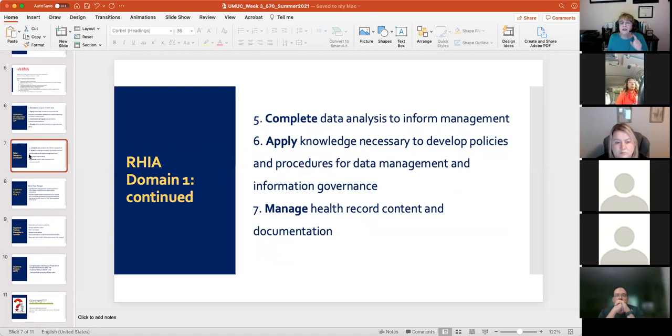Complete data analysis to inform management. So what this means, and this will be on the test, I promise you, is you not only need to understand how data analysis is done and why it's done, but you also need to understand about graphs and charts and figures, so that you can not only interpret the analysis, but show the board pretty pictures, line graphs, bar charts, and things like that, so that they can understand.